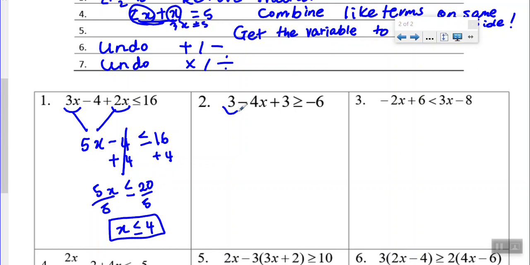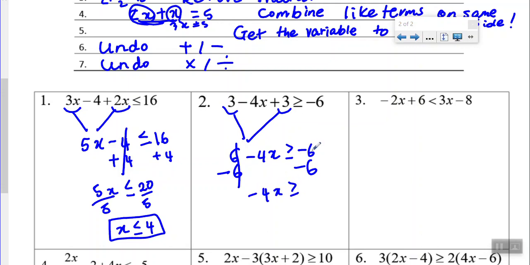Number 2, 3 and 3 are like terms on the same side. So 3 plus 3 is 6, minus 4x is greater than or equal to negative 6. Okay, your variable x is on the left side. You want to move the number to the other side. So minus 6. 6 minus 6 cancels, negative 4x. Negative 6 minus 6 is negative 12.